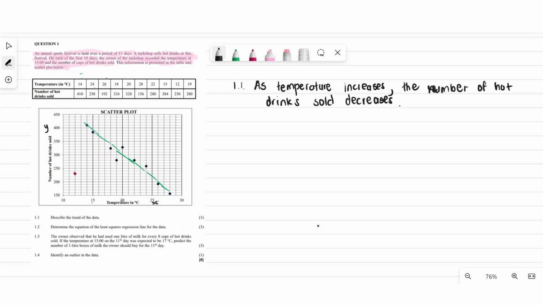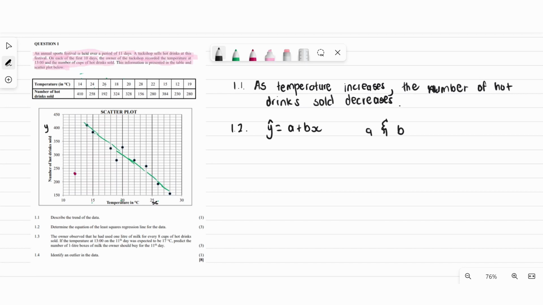Basically, when explaining the trend of the data, you need to state what happens to the x values, which in our case is temperature, and what happens to the y values, which in our case is the number of hot drinks sold. So that would be the first question answered. Now moving to the second one, 1.2, it says determine the equation of the least square regression line for this data. So what is the equation? The equation is y cap equals a plus bx, right? And we need to find a and b.